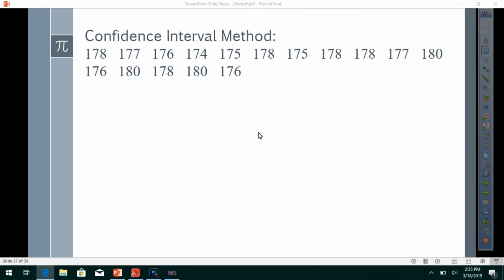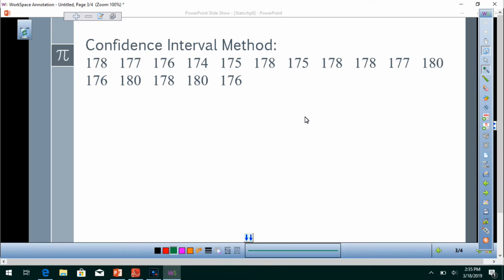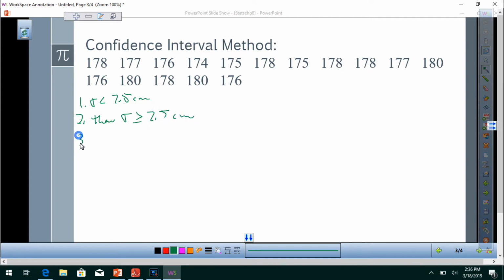the confidence interval method. Again, we're going to use the same data. 1 through 5 will actually be the same. Okay? Let's see. 1, the original claim is less than 7.5 centimeters. 2, then sigma is greater than or equal to 7.5 centimeters. So our null hypothesis will be sigma equals 7.5 centimeters. And our alternate hypothesis will be sigma is less than 7.5 centimeters. Again, this will make it a left tail test.